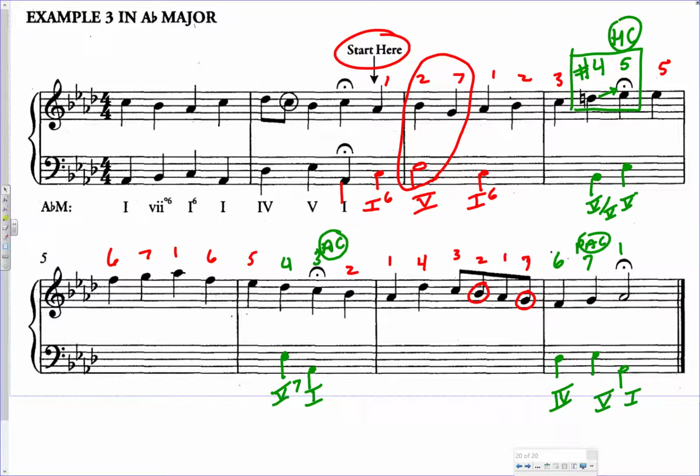Now I did something interesting. I did a passing 6-4, a 5-6-4 here. And then I went to the 6 of 6. I'll show you what that looks like for the bass. Remember, passing is a walking bass line when you have a passing 6-4.